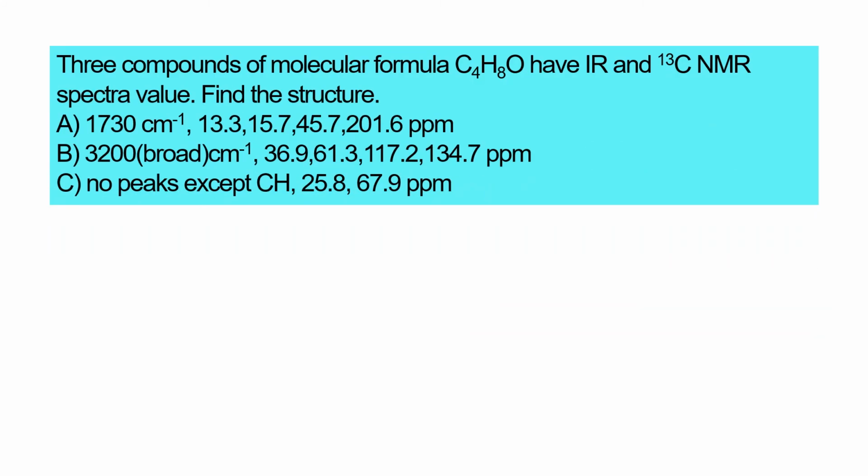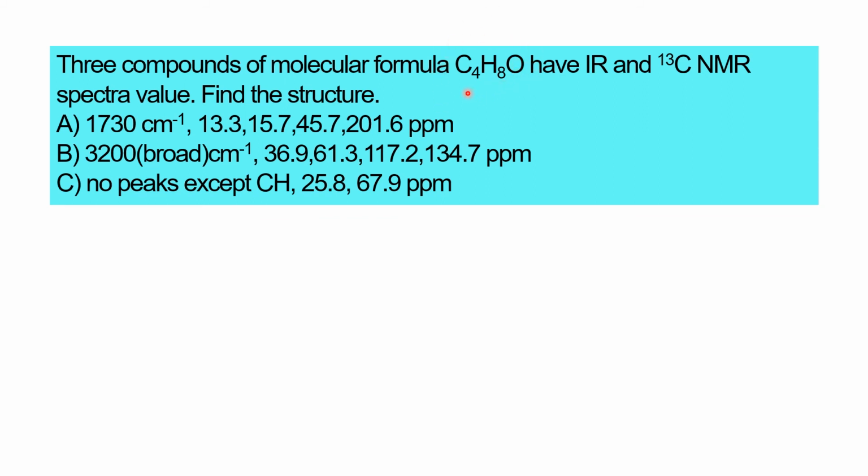Next one. 3 compounds of molecular formula C4H8O, and IR and C13 NMR spectra values are given. So find the structure. Okay, the IR value is there and the C13 value is there. For the first compound, we need to find out, C4H8O means, as I said earlier, if this is given, we need to find the double bond equivalence.